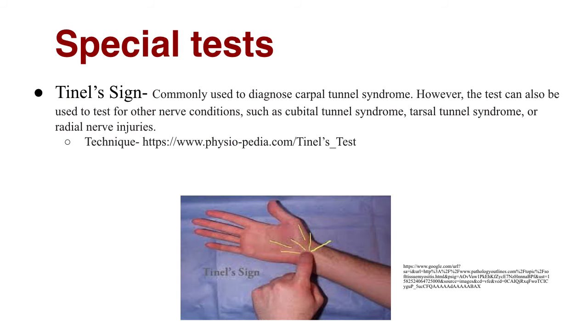Tinel's sign. Commonly used to diagnose carpal tunnel syndrome. However, the test can also be used to test for other nerve conditions as well. You can see a few of those conditions right here, which is also being covered by other students. I put in a video, but I thought this picture was explanatory enough. You hold out their arm and then tap where the nerve goes through and see if there's any sort of tenderness or if they're getting any radiating pain or numbness.